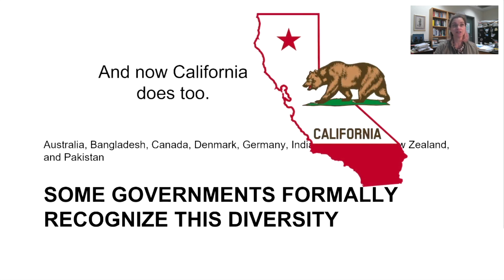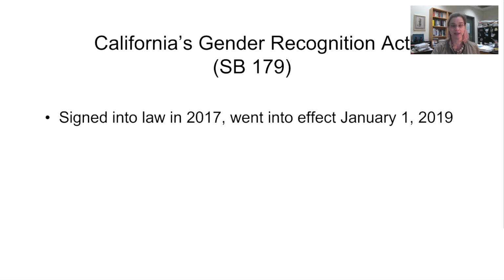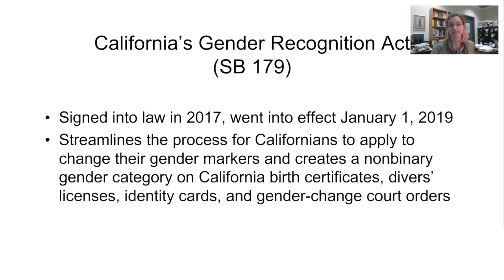And now, starting in 2017, California does too. California passed State Bill 179 in 2017. This is the Gender Recognition Act. It was signed into law in 2017 and went into effect January 1st, 2019. It streamlines the process for Californians to apply to change their gender markers, and also creates a non-binary gender category on California birth certificates, driver's licenses, identity cards, and gender change court orders.